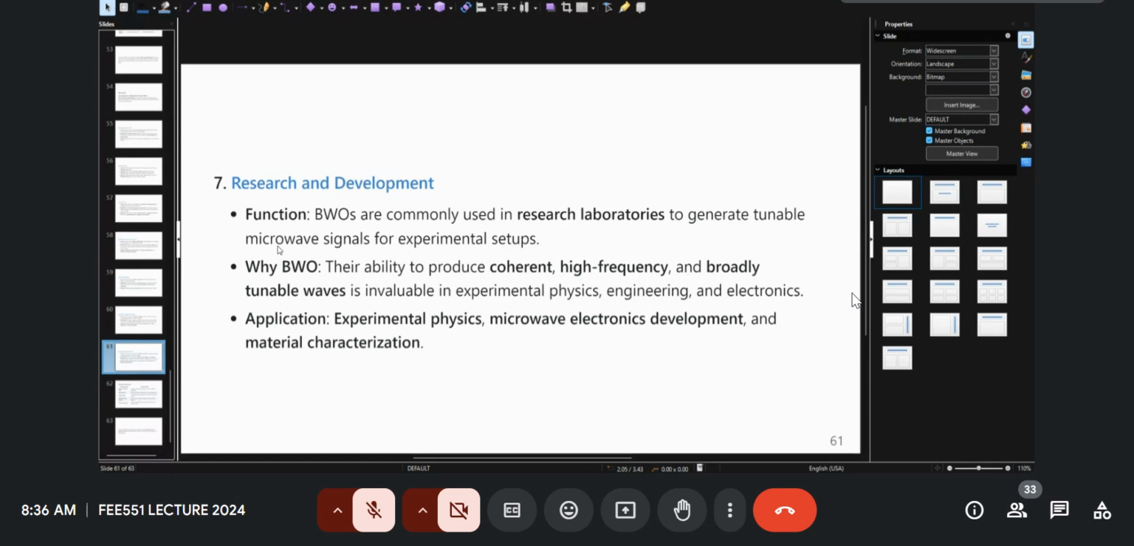Research and development. BWOs are commonly used in research laboratories to generate tunable microwave signals for experiment setups. Why BWO in this case? The ability to produce coherent, high frequency, and broadly tunable waves. That is the recurring reason that they have this great ability to generate that, and they find application in experimental physics, microwave electronics development, and material characterization.